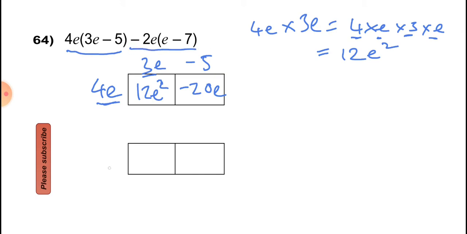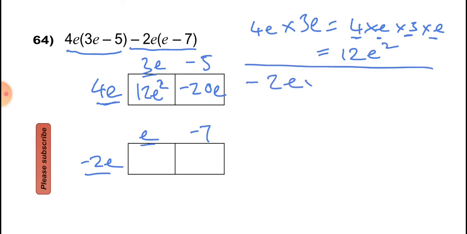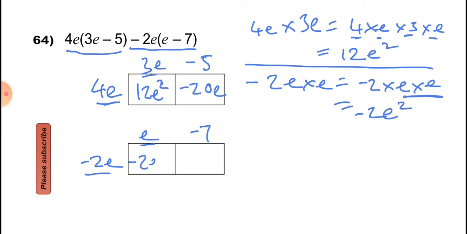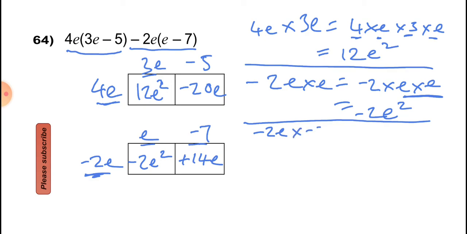Now in the second single bracket, I want to expand that one. Minus 2e comes here, and then e minus 7 comes here. So minus 2e times e, well, if I do a side explanation here, minus 2e times e is the same as saying minus 2 times e times e. So we know that e times e is e square, so minus 2 times e square, which we write like this, minus 2e square, and then minus 2e times minus 7 is going to be plus 14e, and we'll do a side explanation for that as well. So minus 2e times minus 7 is the same as saying minus 2 times e times minus 7. Minus 2 times minus 7 is positive 14 times e.